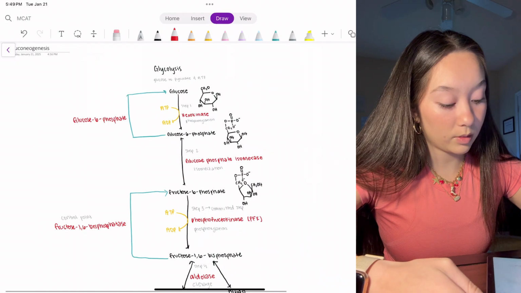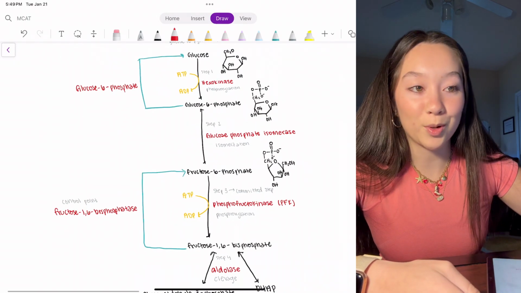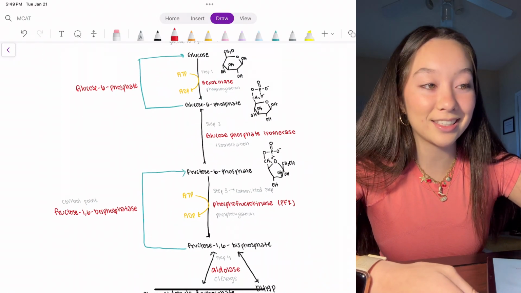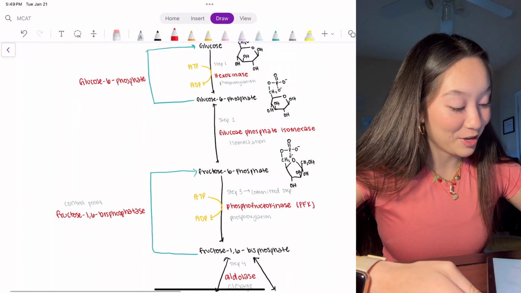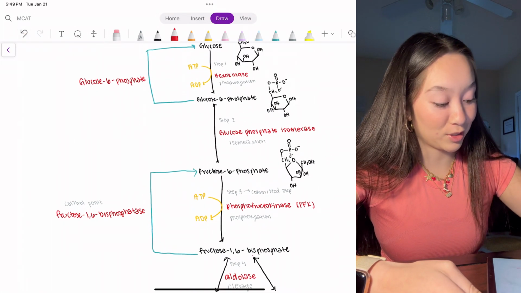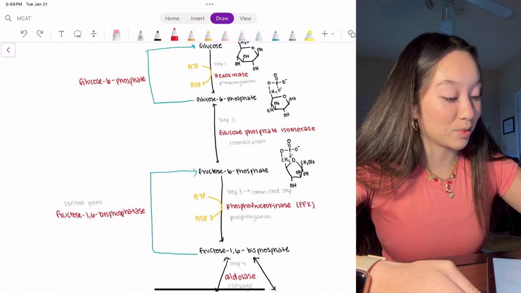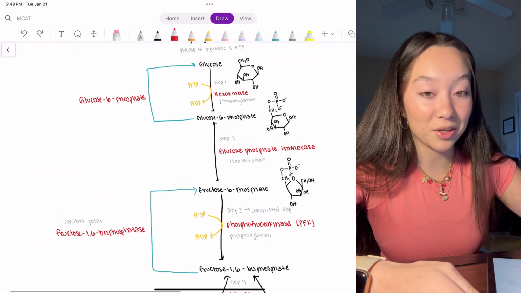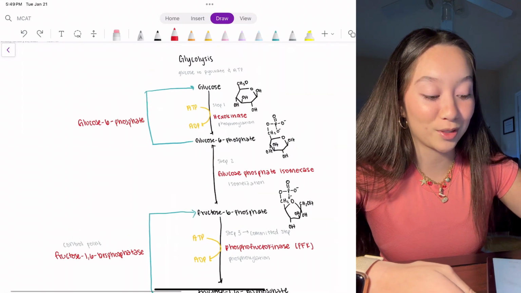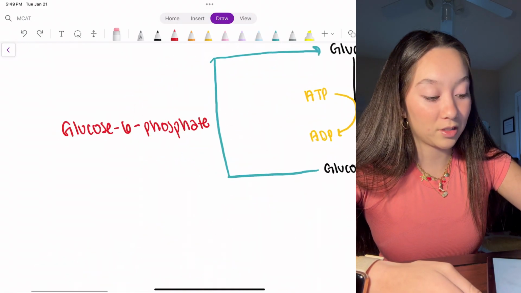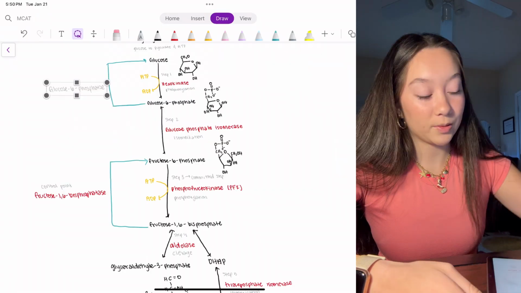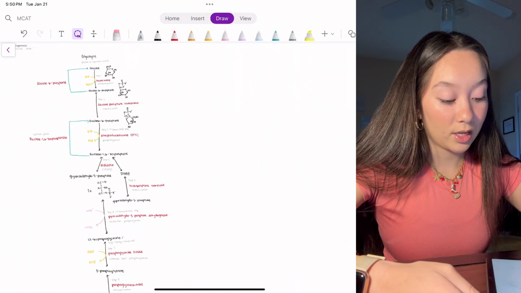Now, these enzyme names can be semi-easy to remember just because they add "ase" to the end of the reagent. So for fructose 1,6-bisphosphate, the enzyme is fructose 1,6-bisphosphatase, and then for glucose 6-phosphate, the enzyme is glucose 6-phosphatase. Whoops, I spelled that wrong. Phosphatase. So that is gluconeogenesis.